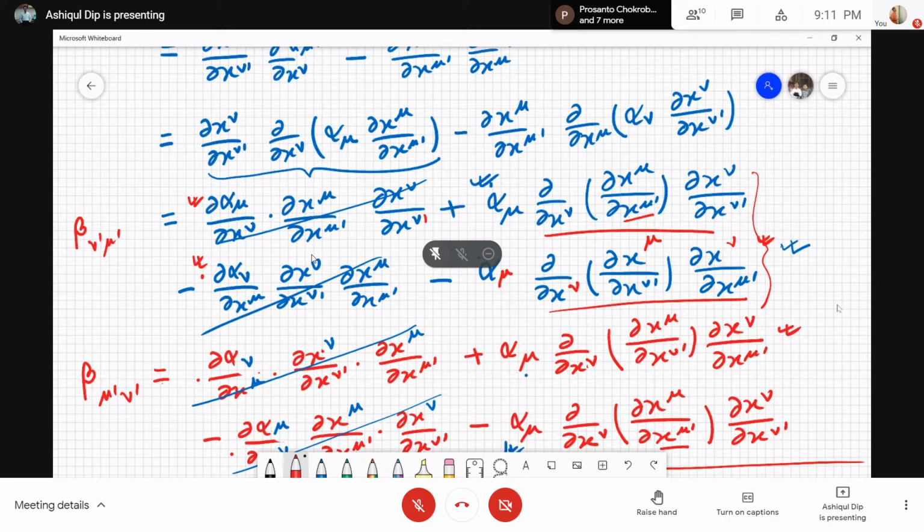Actually, it's even apparent from here. So partial derivatives are switchable. So yes.